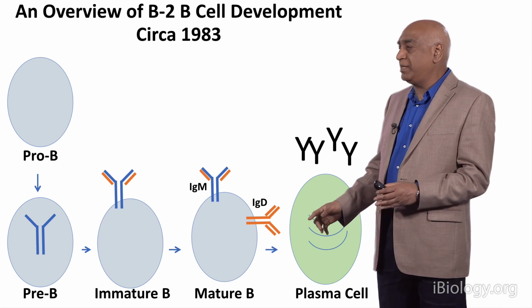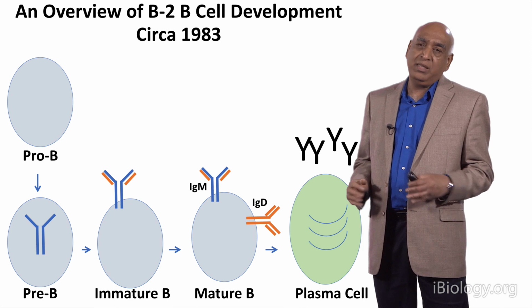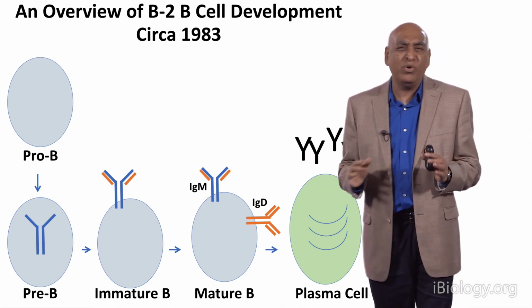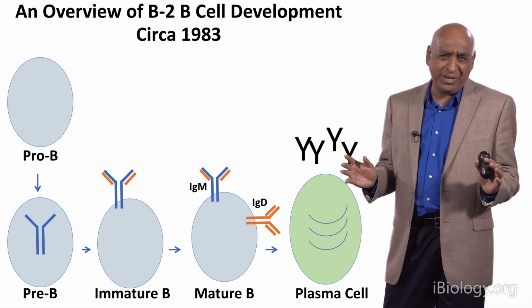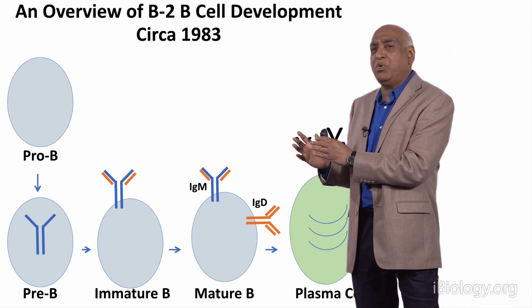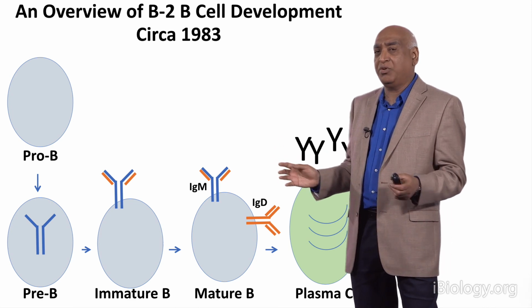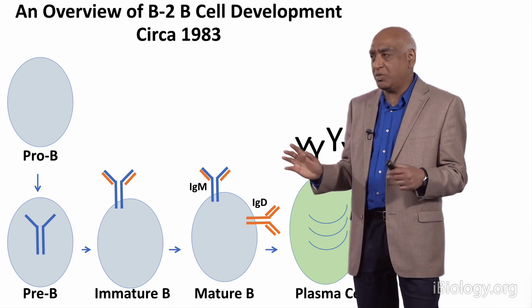Then we had mature B cells, which have both IgD and IgM on the surface. And then once these cells were activated, we know a lot more in between right now, which I'm not getting into. Once these cells were activated, we knew eventually we would get plasma cells, which are factories for the secretion of antibodies. Okay, this was our view.